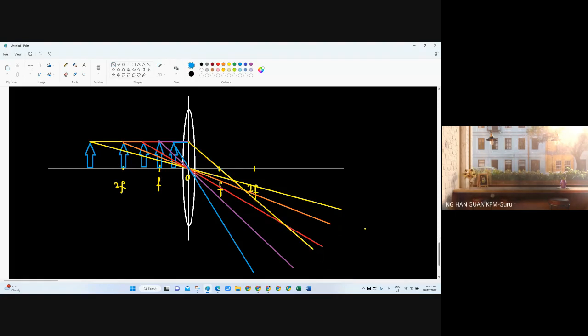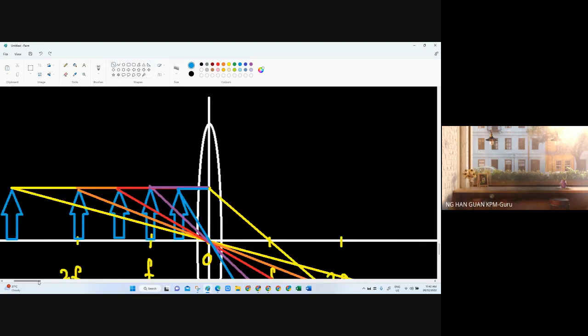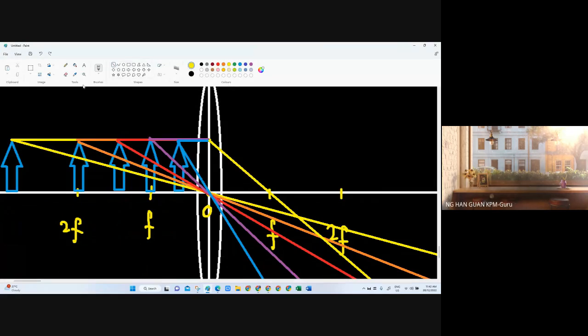The yellow one we refer to the yellow color. Here is the yellow object. Now the yellow lines meet here, so it means I have the image here. This is my yellow image, referring to this yellow object.